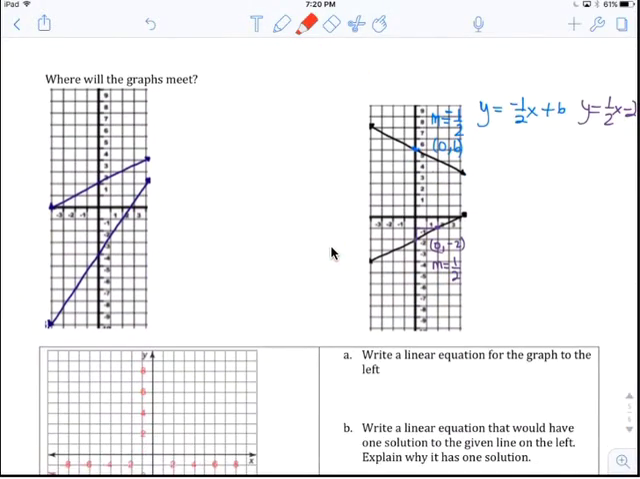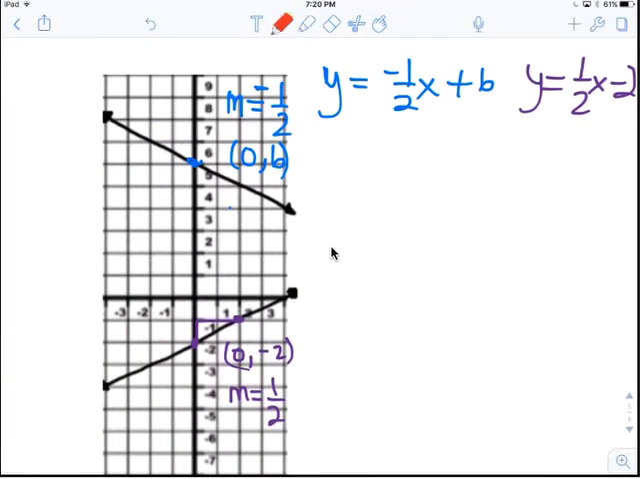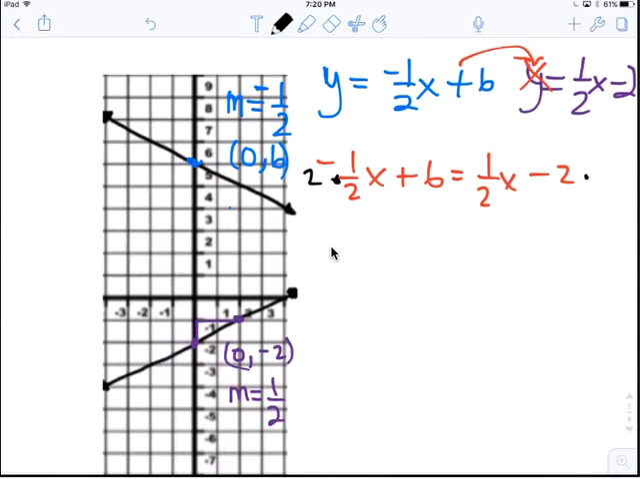Okay, and this one here, hope you know how to do this. You use substitution. You take that out, substitute that in there, you get negative 1/2 x plus 6 equals 1/2 x minus 2. Multiply all of them by 2. You get negative 1x plus 12 equals 1x minus 4.